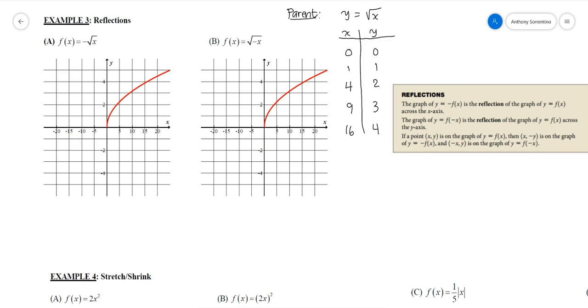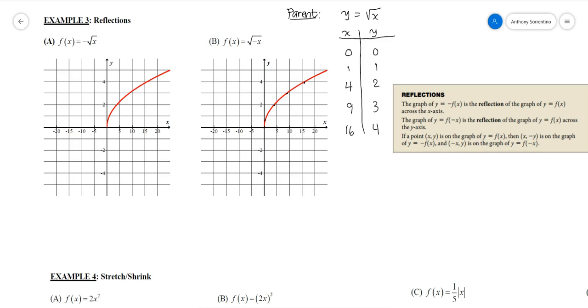So again, I should be able to know how the function works well enough to produce a decent parent function and get something to start with. And if I plot all these points, here's 0, 0. I guess I have to guess where 1, 1 is. It'd be about here. 4, 2 would be about here. 9, 3 would be here. 16, 4 would be here. So you kind of get the idea of where these things need to be.